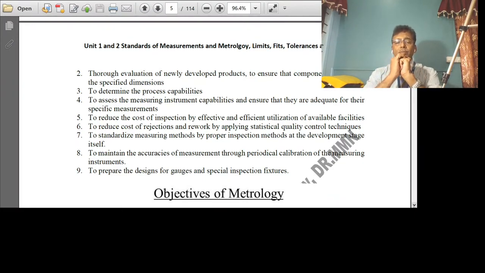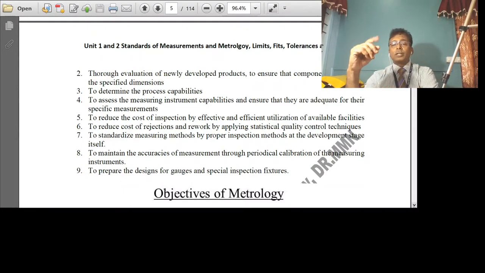Metrology, in today's times, the components are very expensive, so the margin of profit is very limited, so the more the number of rejections, the more the losses. Companies cannot afford to do that. Any amount of effort is worthwhile if you are able to reduce the rejections.